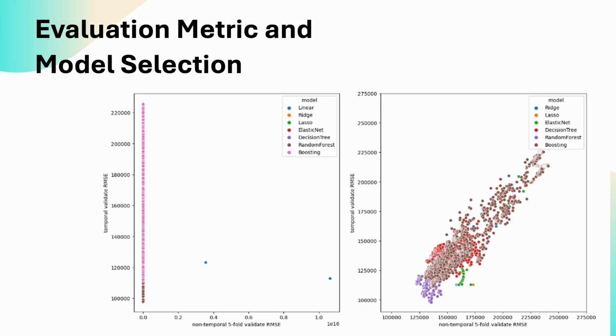So coming to the evaluation metrics and model selection, we can see that the linear regression model is performing inadequately, suggesting the need for more sophisticated parameters. We can see the rest of the models are performing similarly, and when we see the right side plot, we can see that specifically random forest is performing very well with its RMSE value compared to the other models.